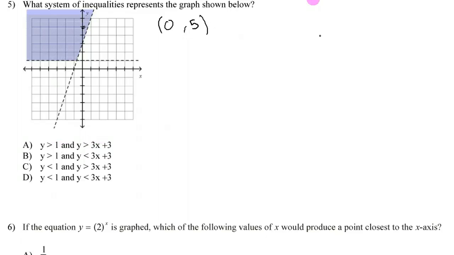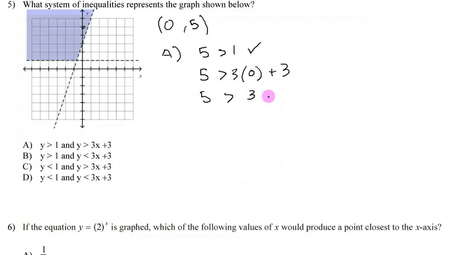So I'll just plug it into the first one, and I get for A, I'm going to put in 5 for y is greater than 1. That works. Then if I plug in x and y into the second equation, because remember it has to work for both to be a solution to the system, I get 5 for y is greater than 3 times 0 for x plus 3, and I get 5 is greater than 3, which is also true. So must be A.